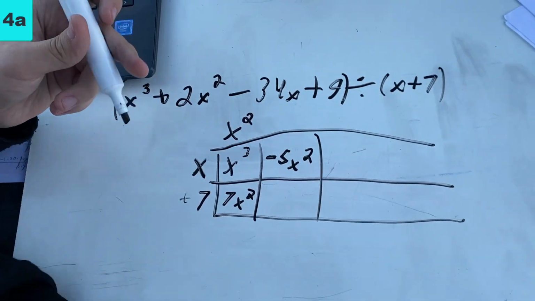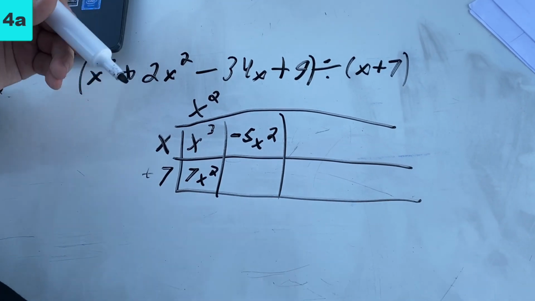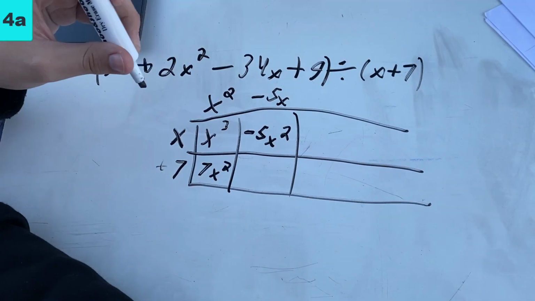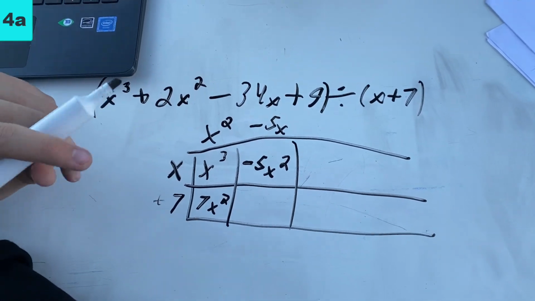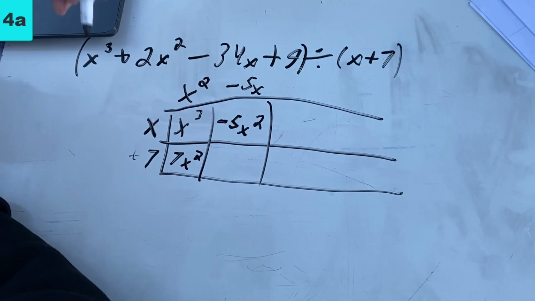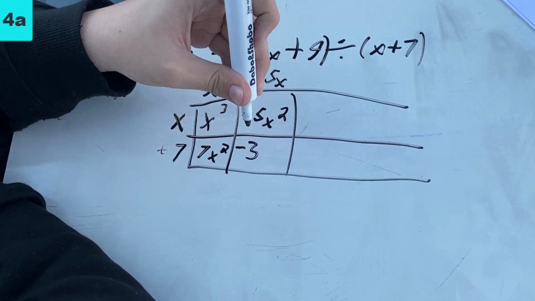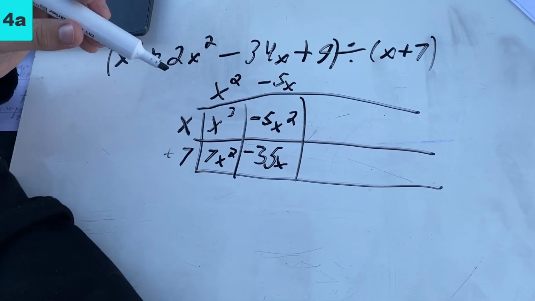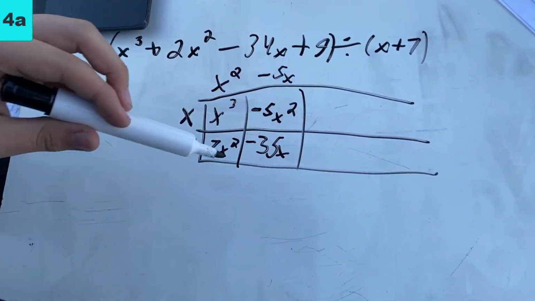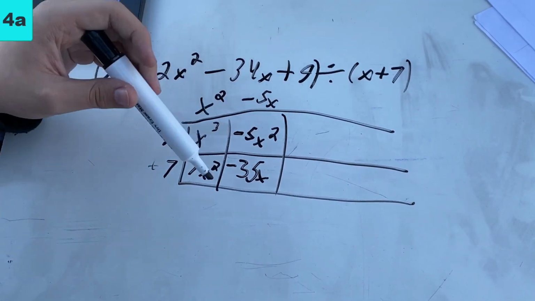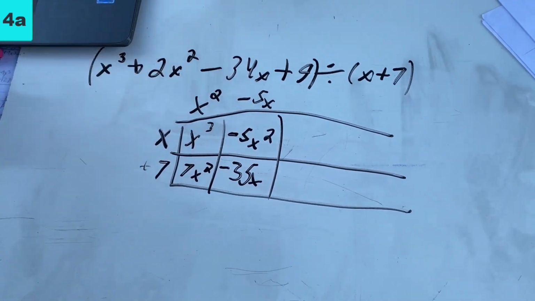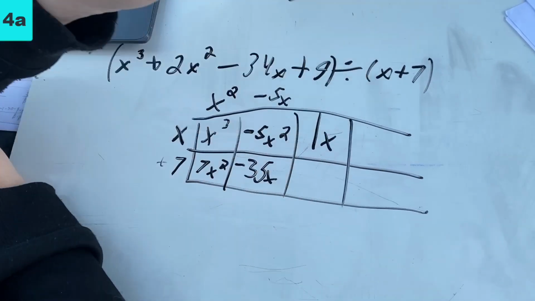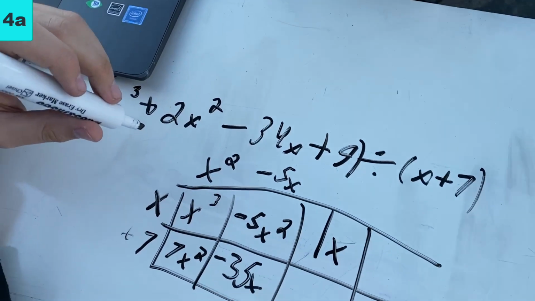So now, what we need to find is x times what equals negative 5x squared. We know that that's negative 5x. Then we multiply that by 7 to get negative 35x. And then we figure out basically what to add or subtract to get negative 34x. We know that we have to add 1x.